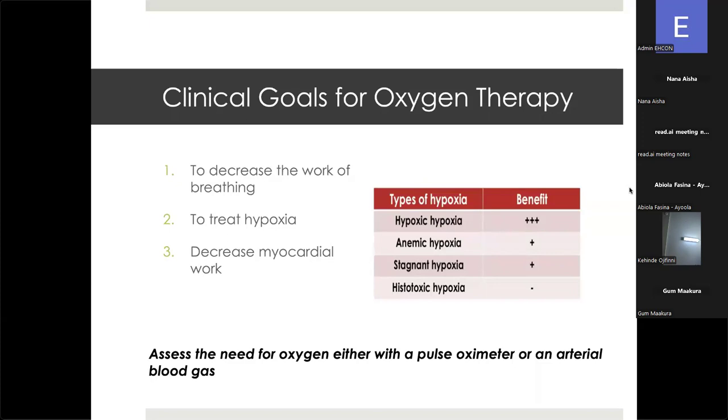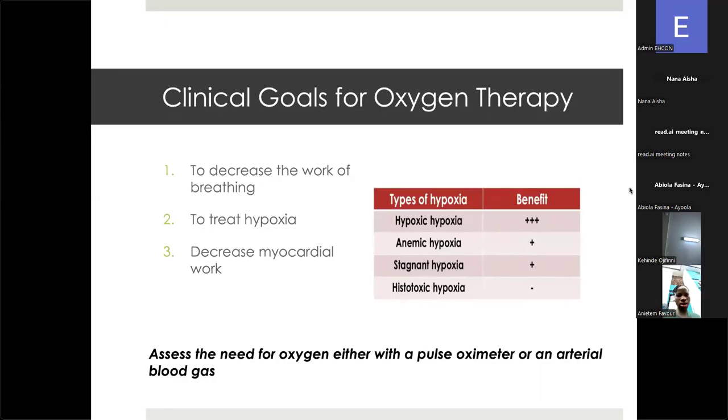Stagnant hypoxia is another one where oxygen might be helpful, but it's not a definitive answer. You can imagine a good example is pericardial tamponade. You might buy a few seconds with supplemental oxygen, but if you don't do a pericardiocentesis, you're not getting anywhere.